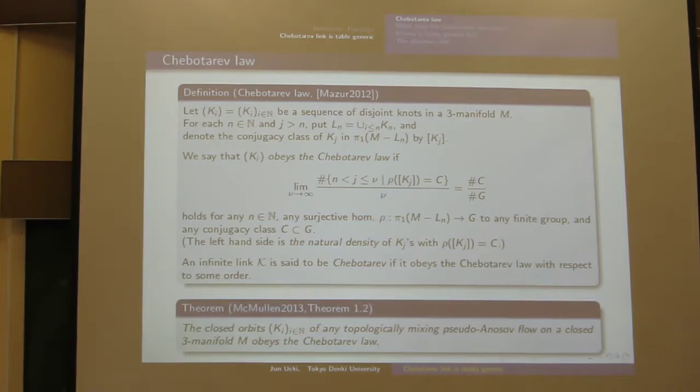In his proof, he used symbolic dynamics. The sequence is Chebotarev, but not a single knot.